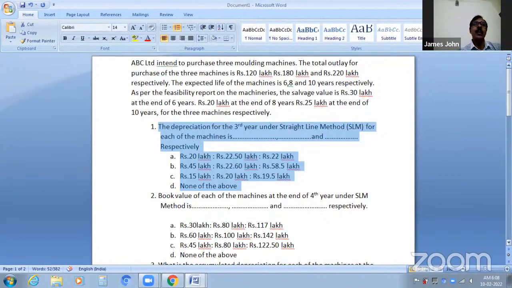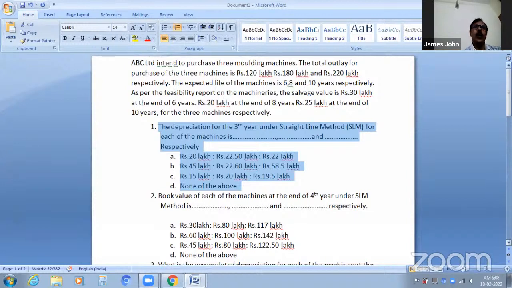But in this case, the 3rd option is I think wrong because salvage value is guaranteed as 25 lakh. The guaranteed value is 25 lakh at the end of the 10 years. But what we have calculated is 19.5 lakh, we should neglect it and take it as 25 lakh.